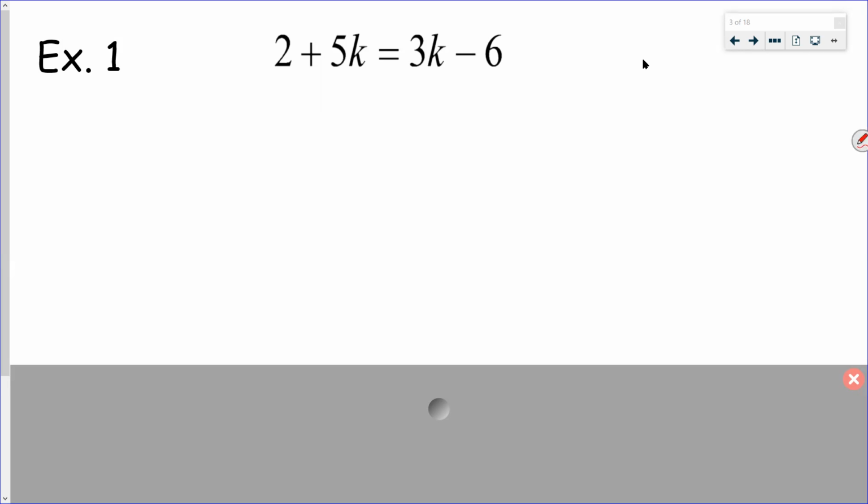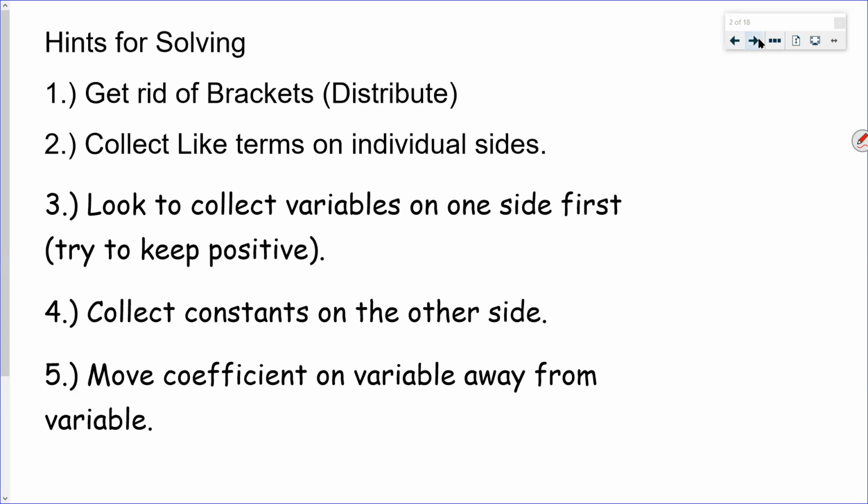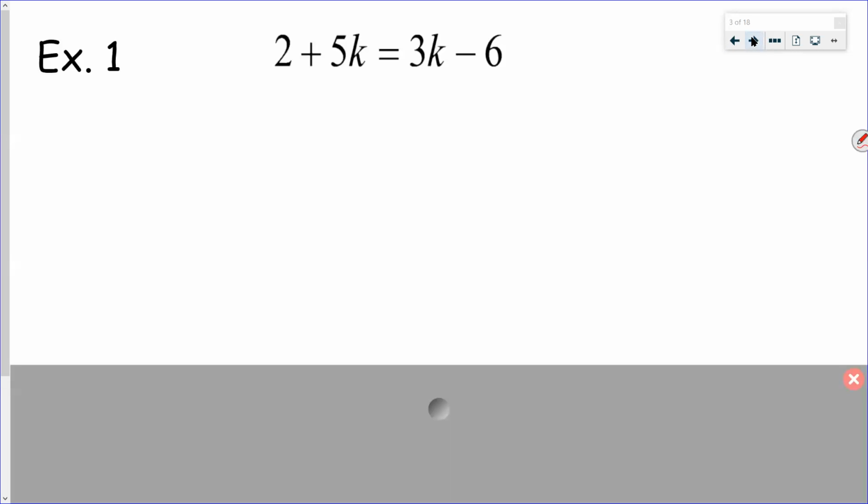Step 1, get rid of any brackets. Are there any brackets? No. I forgot step 2. Good job, Mr. Harris. Step 2, collect like terms on individual sides. If we cover up the 3k minus 6, with 2 plus 5k, we can't combine those. If we cover up 2 plus 5k, with 3k minus 6, we can't combine those.